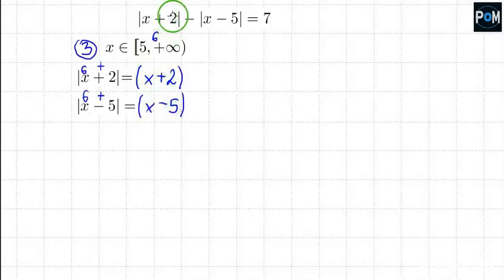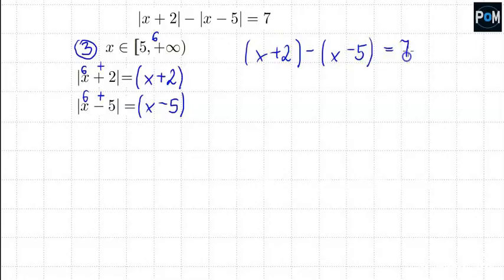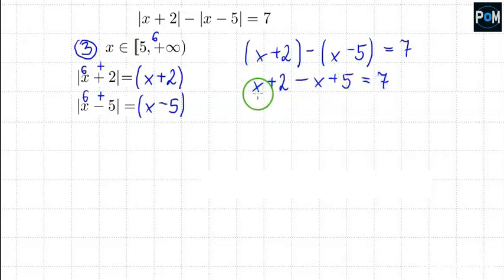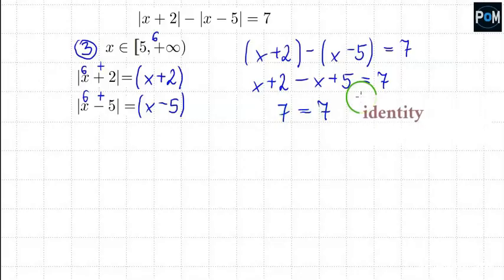And we substitute this into our example above. The first absolute value is x plus 2, minus the second absolute value is x minus 5. This equals 7. We drop the absolute values, the x's cancel out. Only 2 plus 5 remains, so 7 equals 7. And something like this is what we call an identity, which means at this very moment we have an identity equation. An identity equation means that any number satisfies it, but in this particular case, it's any number provided it falls within this specific interval.